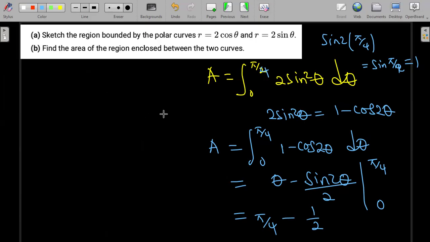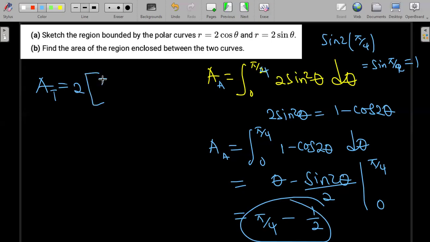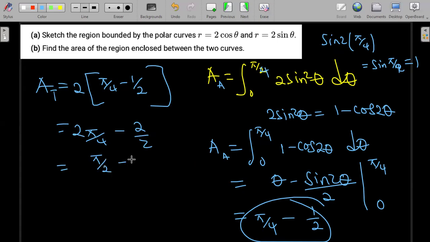And then we said to get the area for the whole region, we have to multiply whatever we get here by 2. Maybe I should have been representing this as the area over region A. And then the total area will be 2 multiplied by the area of the region A. So it will be 2 times pi over 4 minus 1 over 2, which is pi over 2 minus 2 over 2, which will be pi over 2 minus 1. Units squared.